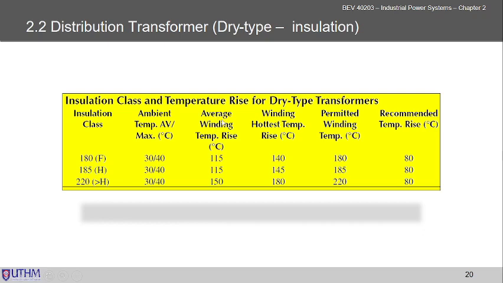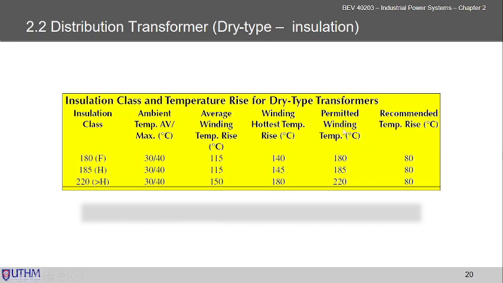And this is the average winding temperature rise, the average temperature rise at the winding. It is 115 for F class, 115 for H class also, and for more than H it is 150. This is the winding hottest temperature rise. So this is the average and this is the hottest, which is why it is higher than this one: 140, 145, and 180.